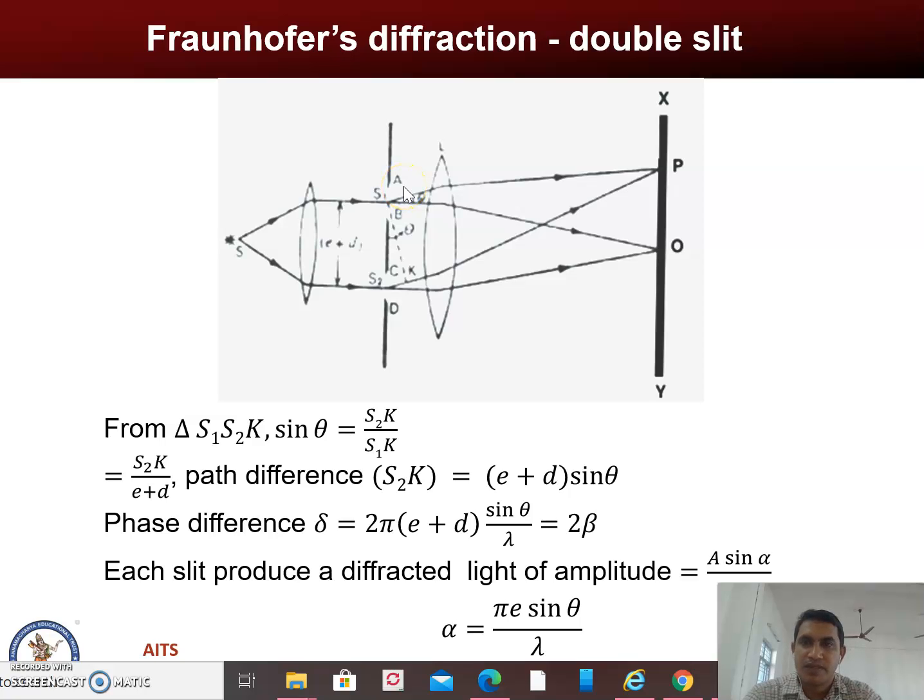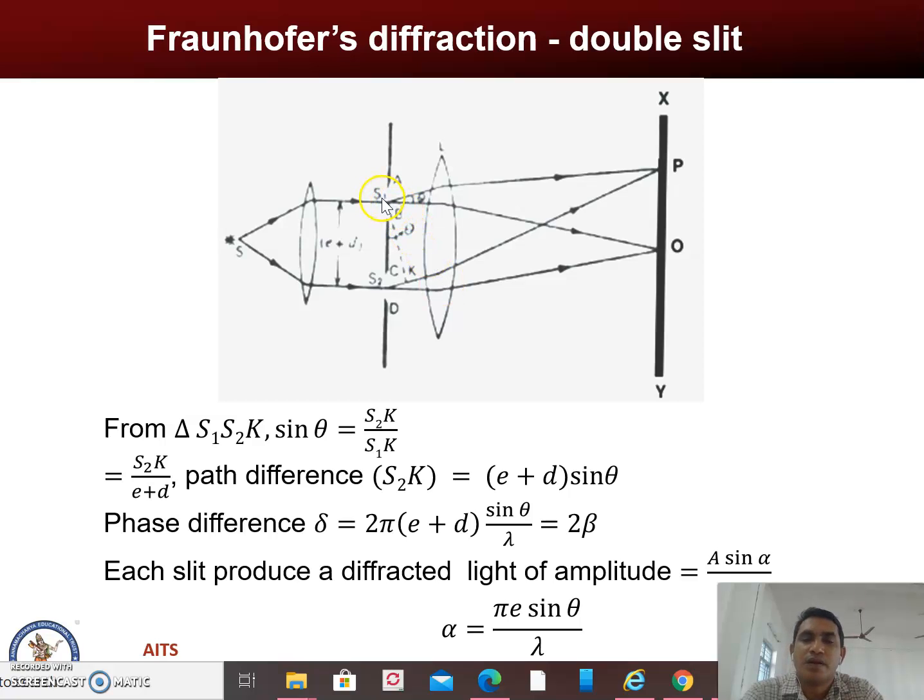Now the present topic is Fraunhofer diffraction due to the double slit. Here is the experimental arrangement of the double slit experiment. Here we can see the source of the light, two slits S1 and S2, and a screen YX. Similar to single slit diffraction, here also two convex lenses are arranged in this experiment.